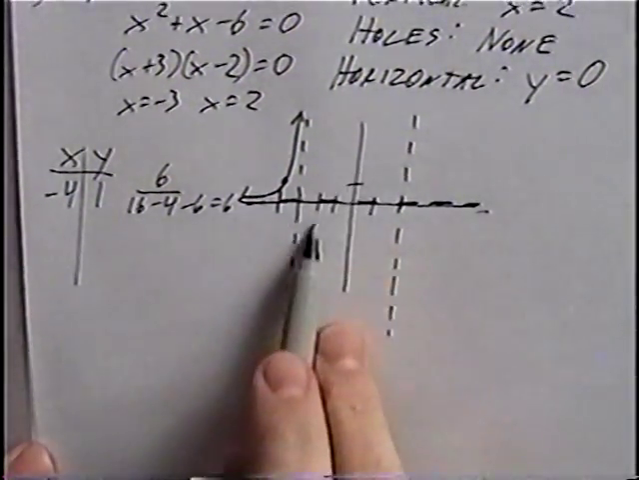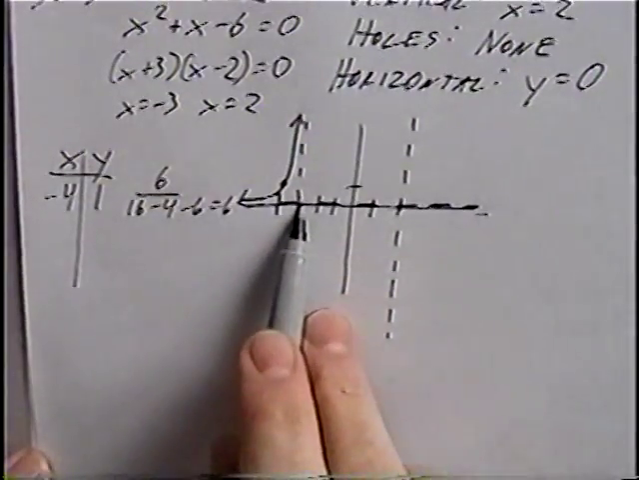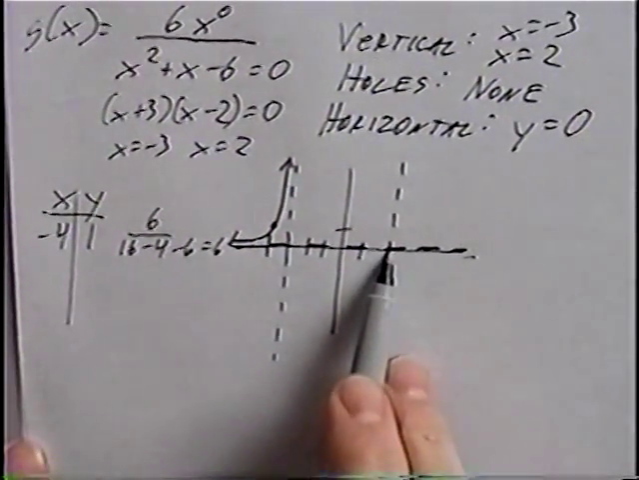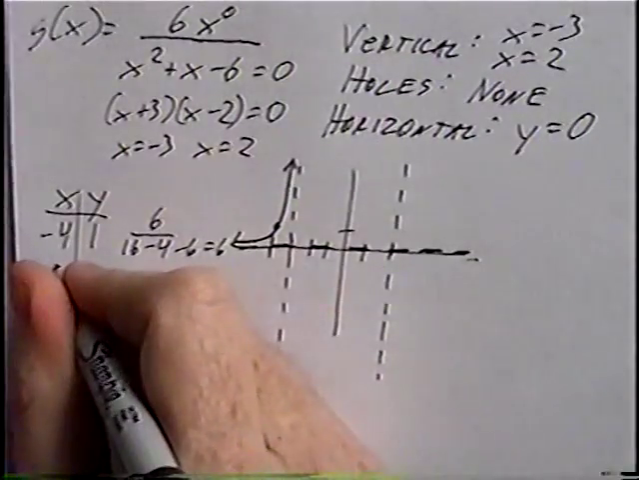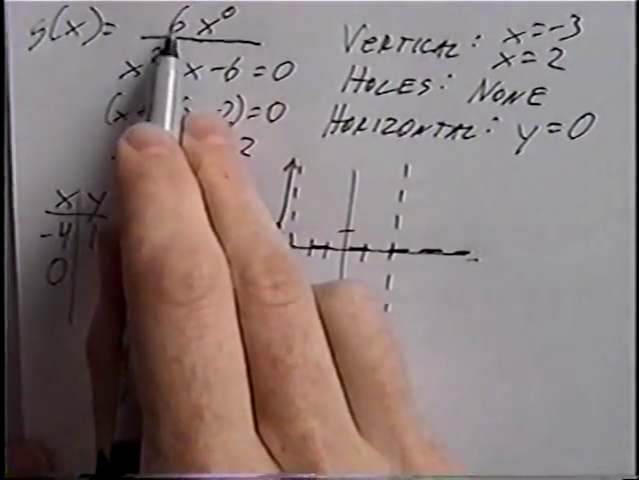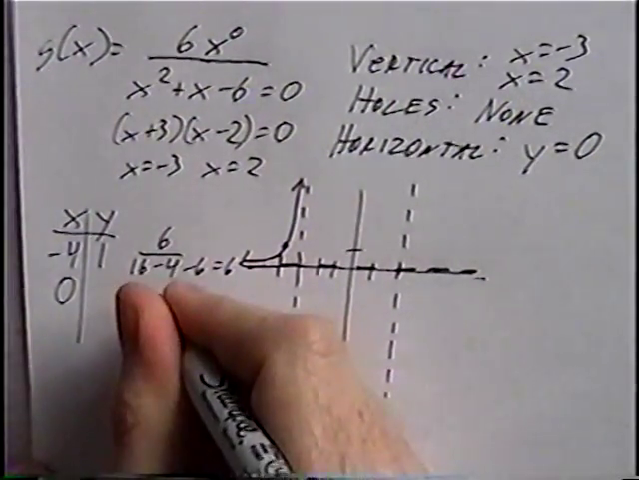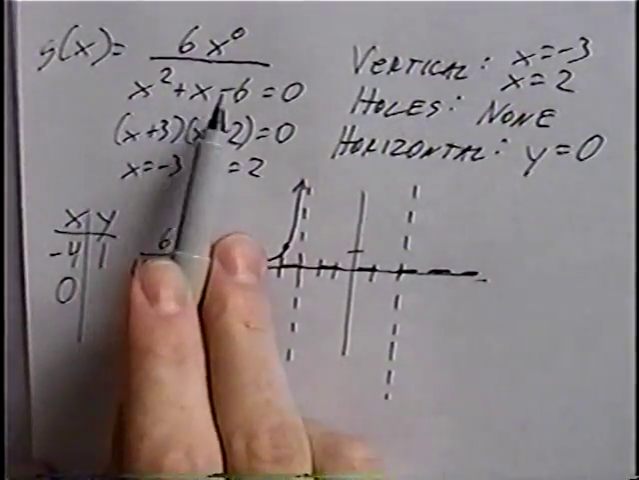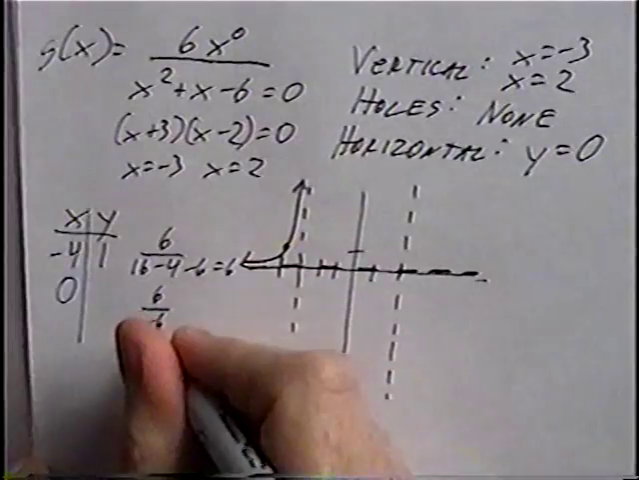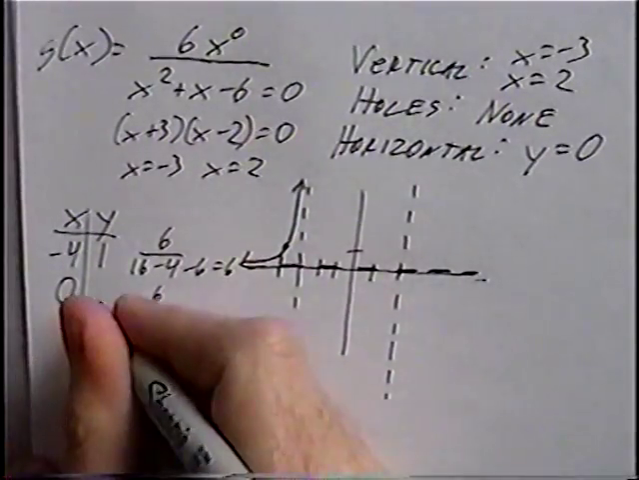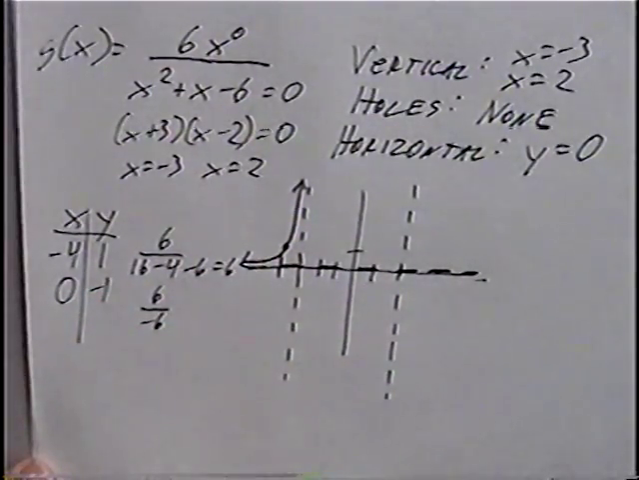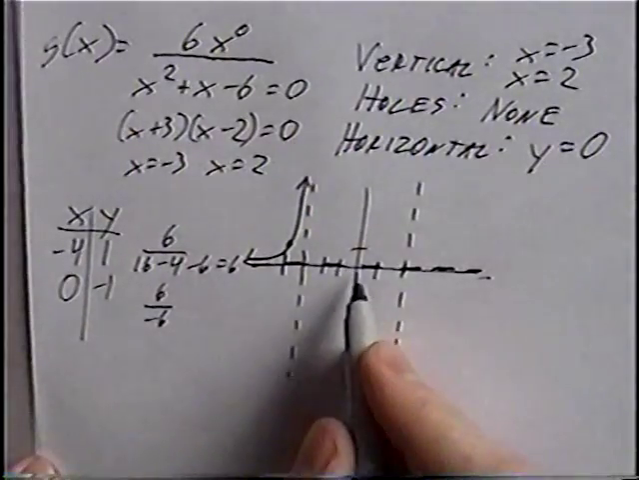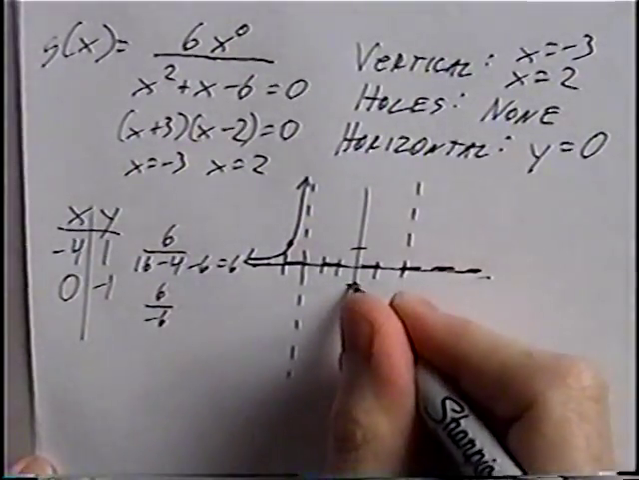Next point we'll pick is in the middle of the graph. Anything between -3 and +2, nice easy point would be 0. We'll still have 6 on top of the fraction. 0 squared would be 0, plus 0 is 0, and -6. 6 divided by -6 would be -1. So the point in the middle graph is 0 and -1.